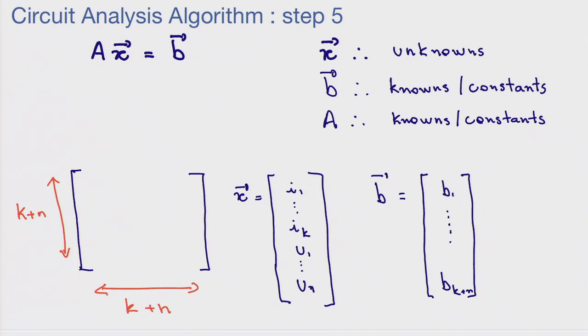And what are the unknowns that we want here? The unknowns are always the currents and the potentials, right? Because we know how much the voltage is, because it's a voltage source given. We know because it's a battery, right?